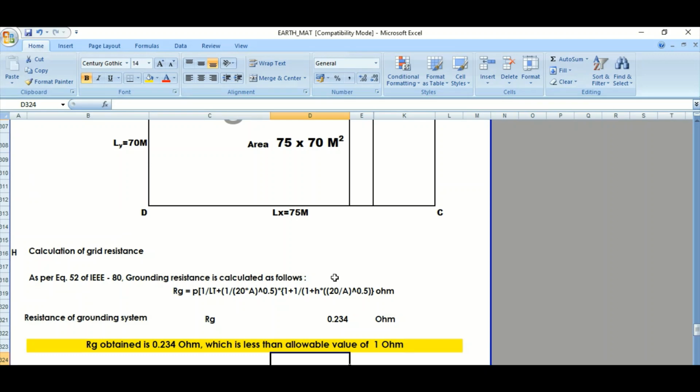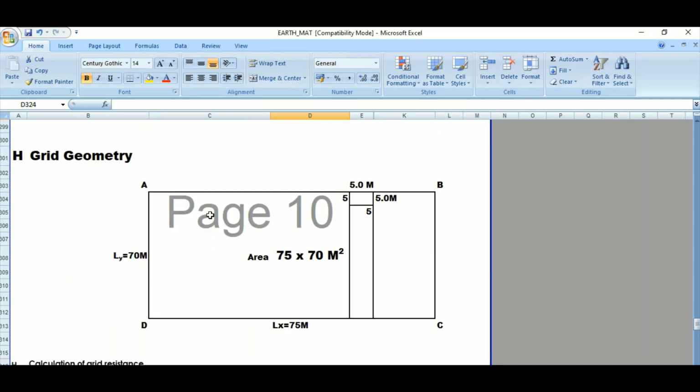The same thing can be simulated there, changing the input parameters, the soil resistivity profile, the number of ground grids, or the size or number of electrodes, and that optimization can be done. You can check out that video.